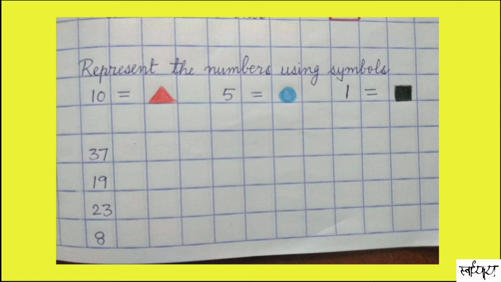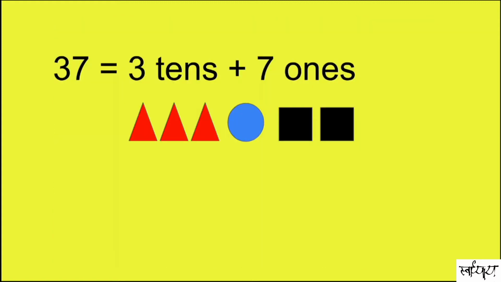This is again based on place value. For example, take number 37. 37 can be written as 3 tens plus 7 ones. So 3 tens, that means 3 triangles, and 7 ones because 7 is greater than 5.